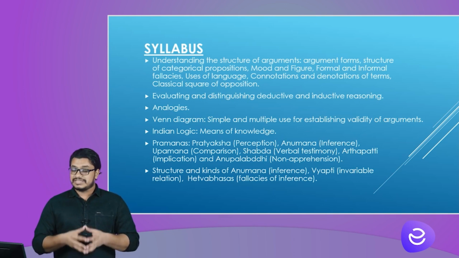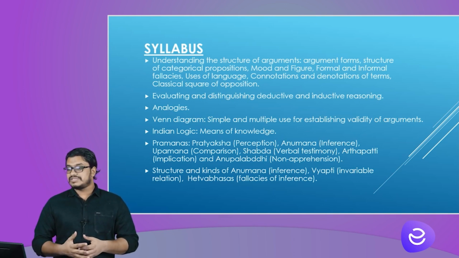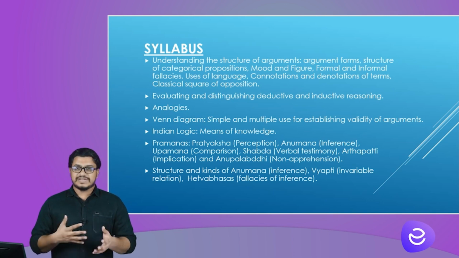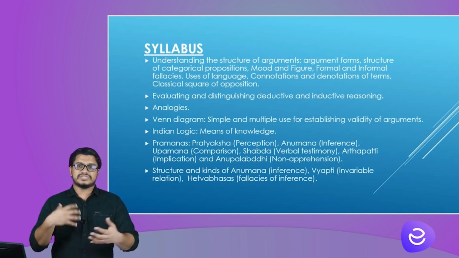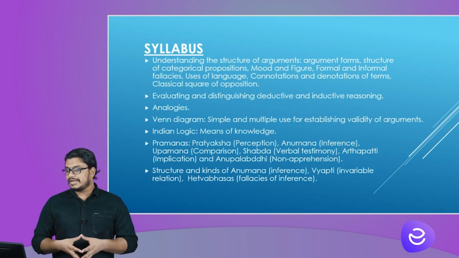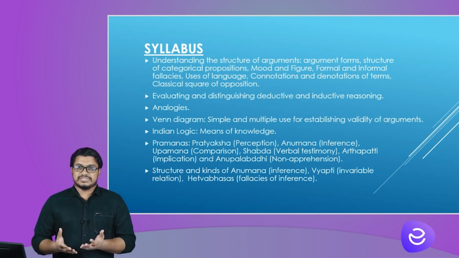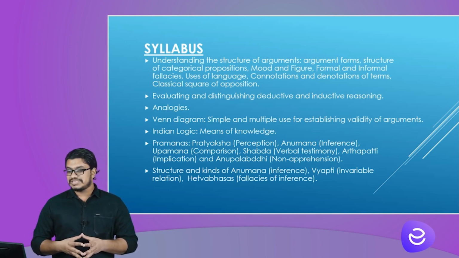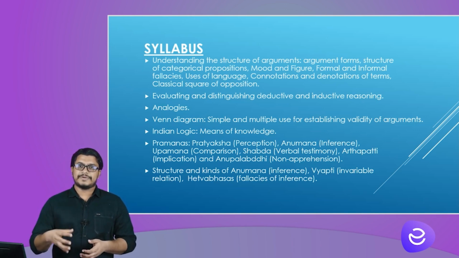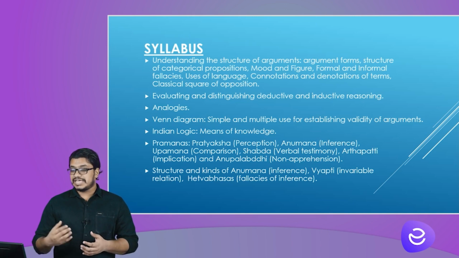We have to understand the structure of arguments, argument forms, categorical propositions, moods and figures, formal and informal fallacies, uses of language. They'll be using different types of language, and we have to understand that. Then connotations and denotations of terms, the classical square of oppositions, then evaluating and distinguishing deductive and inductive reasoning, which is an important part in logical reasoning. Then analogies and Venn diagrams, the most important part, simple and multiple use for establishing validity of arguments.